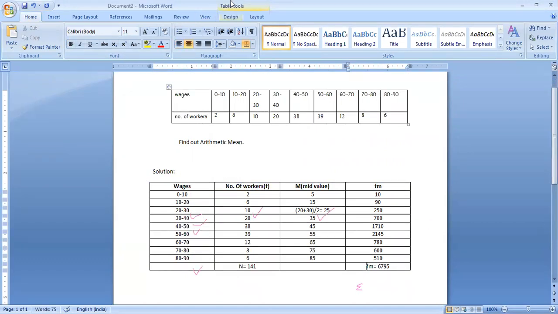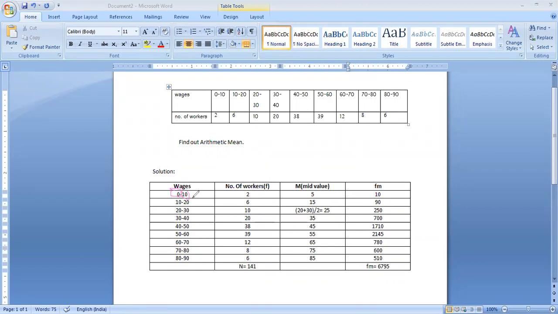Mid-value, sir. I am unable to understand. Very good. Now you see, mid value means, in this wages, this 0 is the lower limit, 10 is the upper limit. Mid value is the lower limit plus upper limit by 2, that is 0 plus 10 by 2. That is 10 by 2, which is 5. Did you understand?